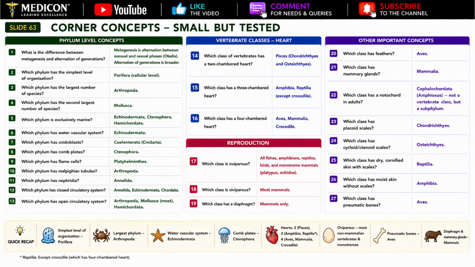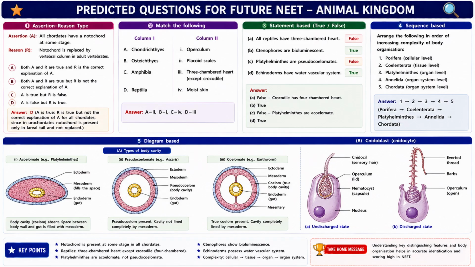These are some of the corner concepts. It appears to be less important, but mostly direct questions are coming from these 27 things. Stop the video and study each and every question. Very, very important. These are the predicted questions for future NEET. Stop the video and study all the questions and also pen down on your notes.